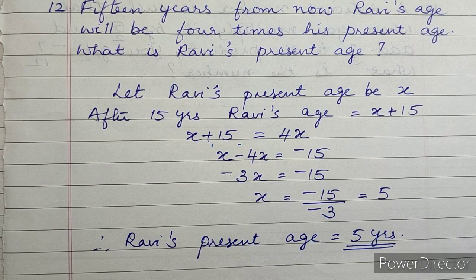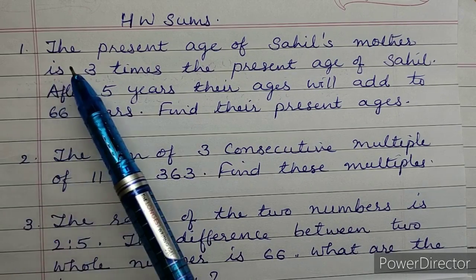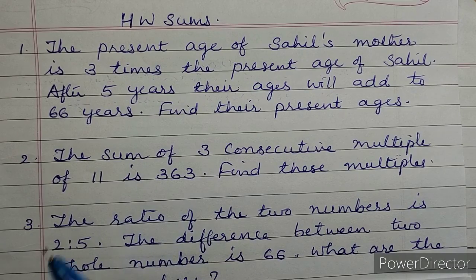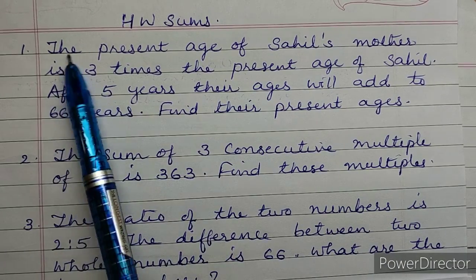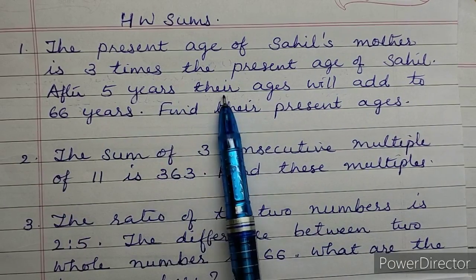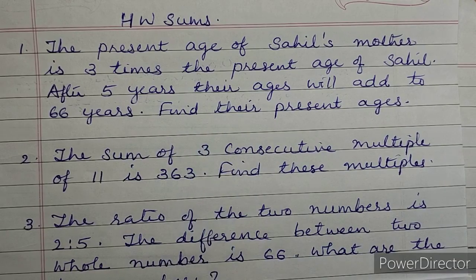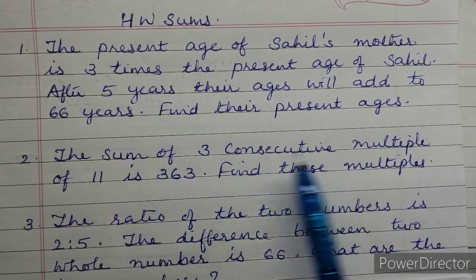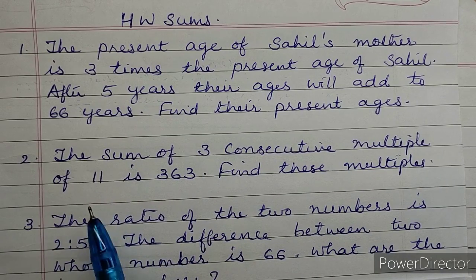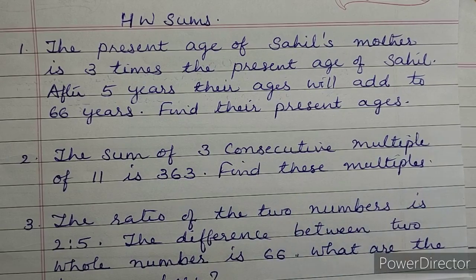Hope you understood, children. So these are the homework sums, children. 1, 2, 3, 4 homework sums I am giving. So the present age of Sahil's mother is 3 times the present age of Sahil. After 5 years, their ages will add to 66 years. Find their present ages. Second question, the sum of 3 consecutive multiples of 11 is 363. Multiples of 8 we have done. Same like that. Find these multiples.